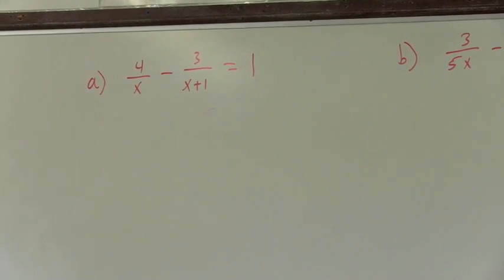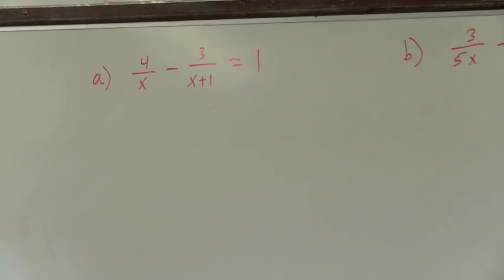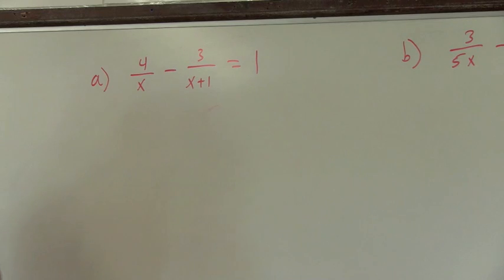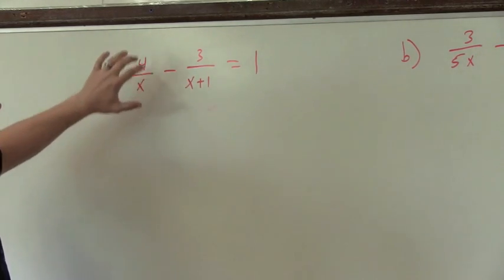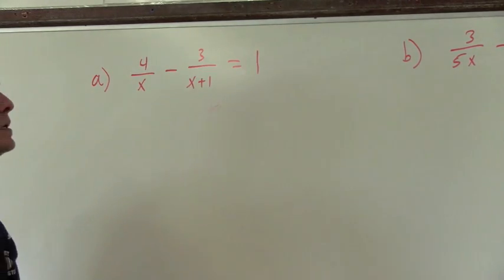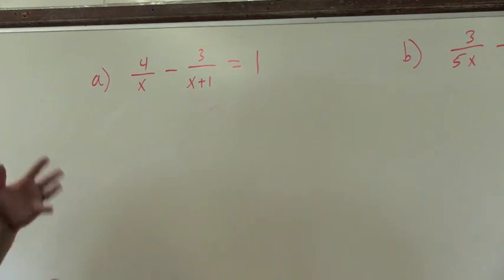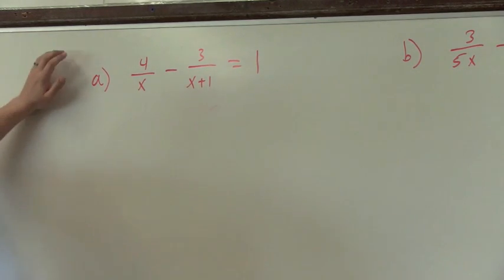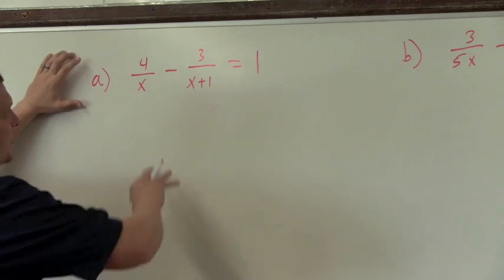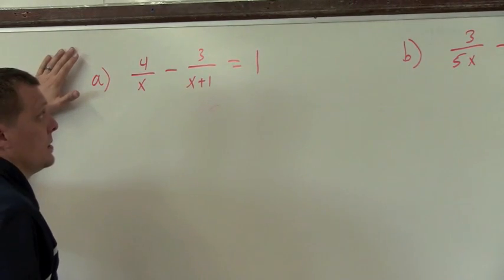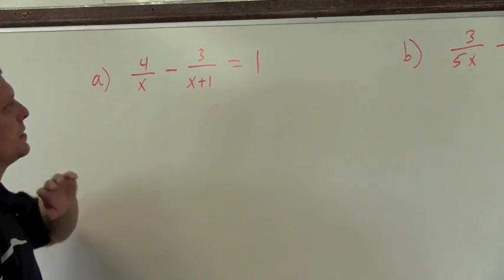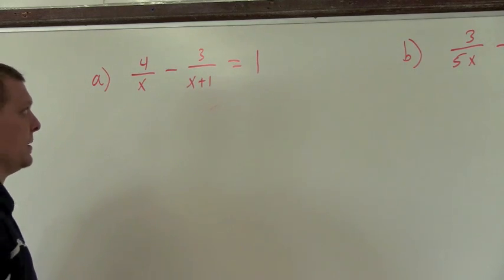Example 2, solving rational expressions. Now these we can't use proportions and cross multiply because we've got more than just a fraction equals a fraction. So since we have more than that, we can't do it that way. What we have to do is get rid of the denominators. To get rid of the denominators, we have to find a common denominator.